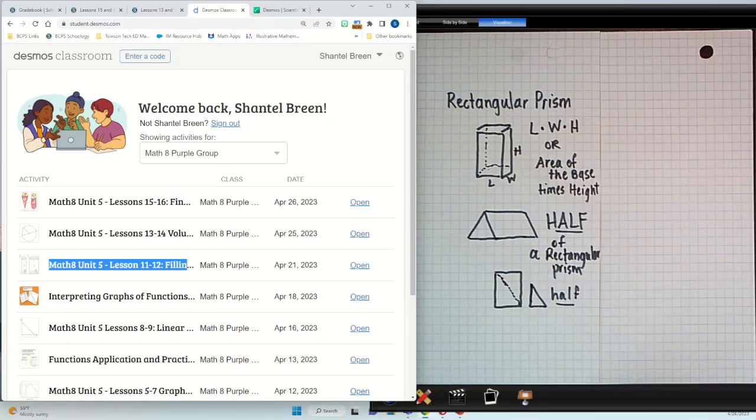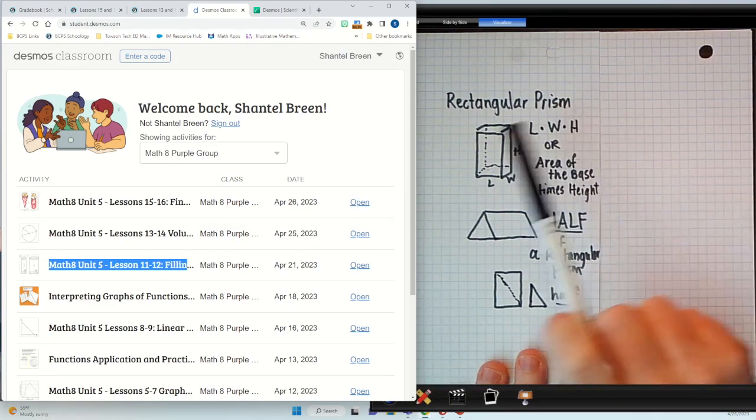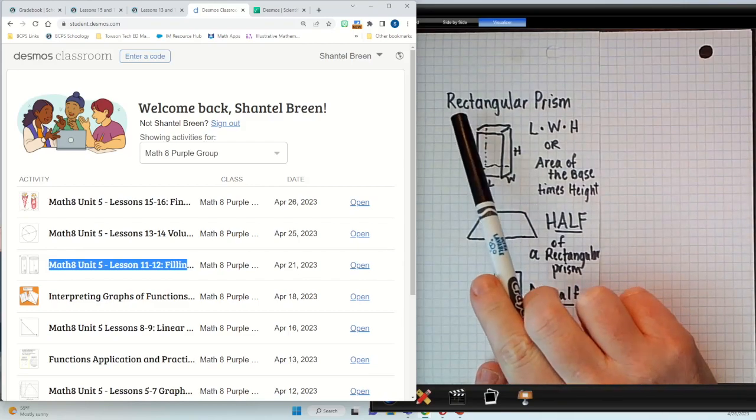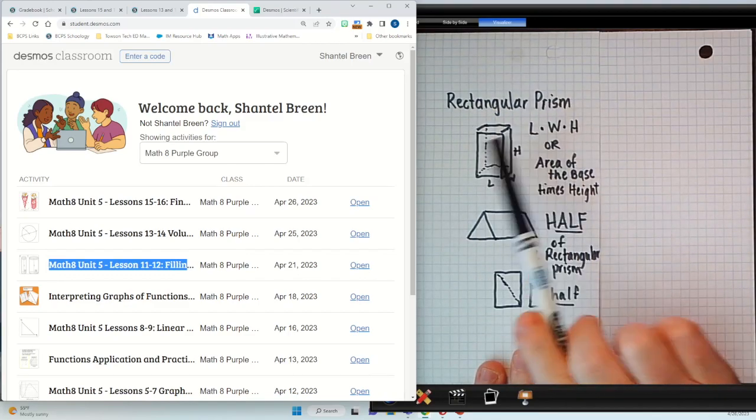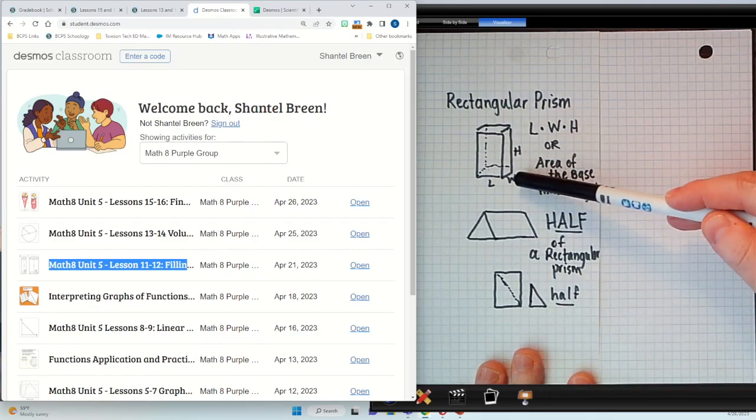Hello everybody, as promised, I am going to do a quick video on cylinders and cones. But before we do, we need to take a step back in time to just remind ourselves about prisms. When you find the volume of a rectangular prism, you can do the length times the width times the height. You've been doing this since elementary school.